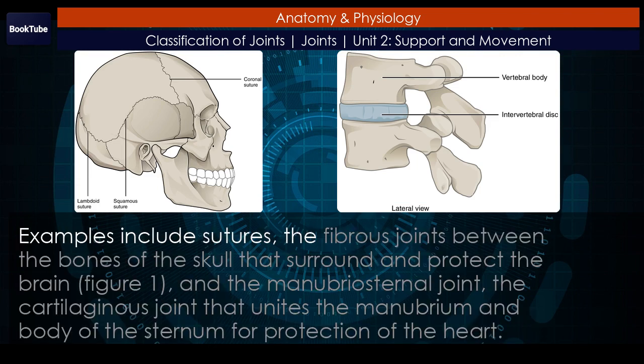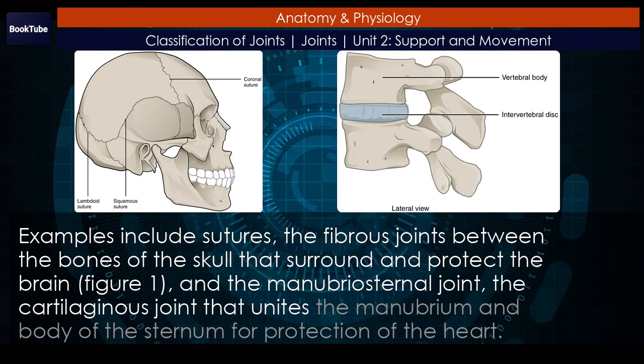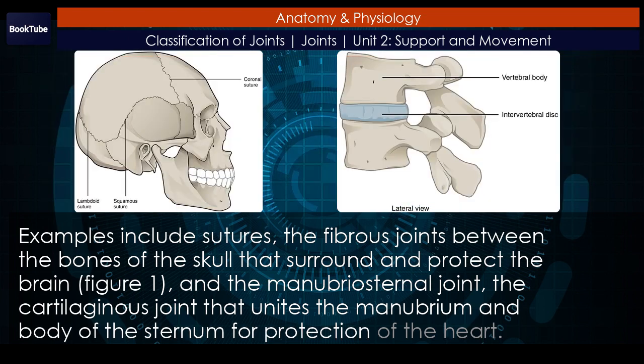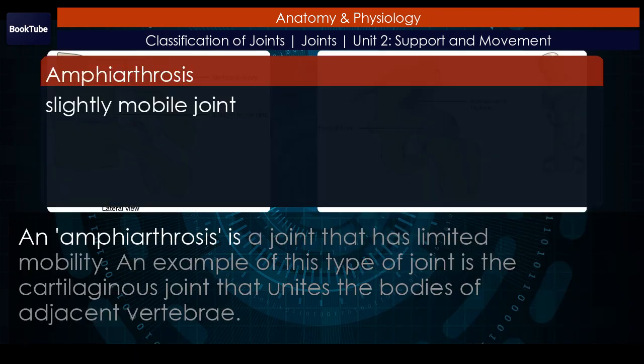Examples include sutures, the fibrous joints between the bones of the skull that surround and protect the brain. Figure 1. And the manubriosternal joint, the cartilaginous joint that unites the manubrium and body of the sternum for protection of the heart. Amphiarthrosis. An amphiarthrosis is a joint that has limited mobility.